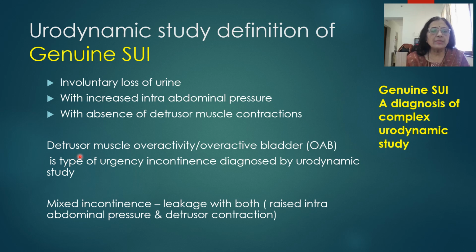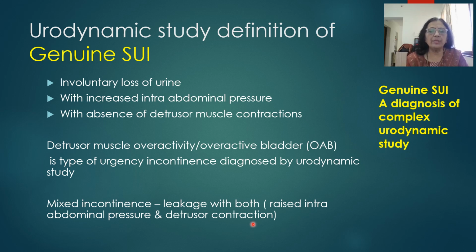Now, by urodynamic studies, whenever there is detrusor muscle overactivity or overactive bladder, OAB is overactive bladder. So detrusor muscle overactivity or overactive bladder is a type of urgency incontinence, which is again diagnosed only by doing urodynamic study. Mixed incontinence is when there is a leakage with both. When we are doing urodynamic study and there is a passage of urine with involuntary escape of the urine with raised intra-abdominal pressure as well as with detrusor contraction.